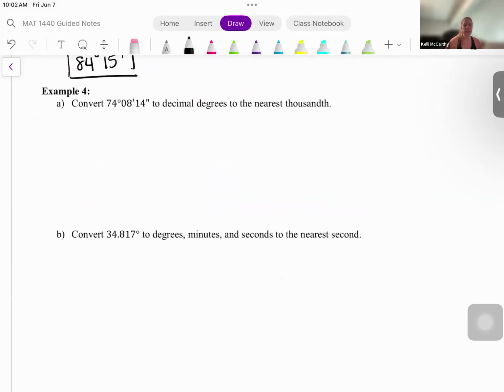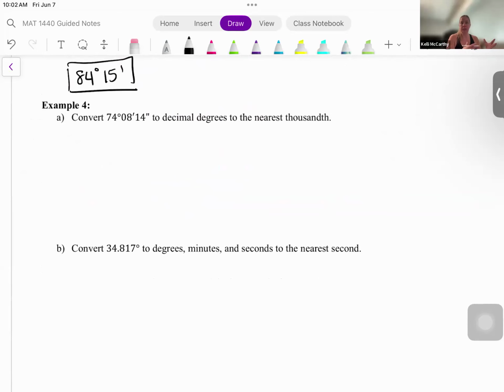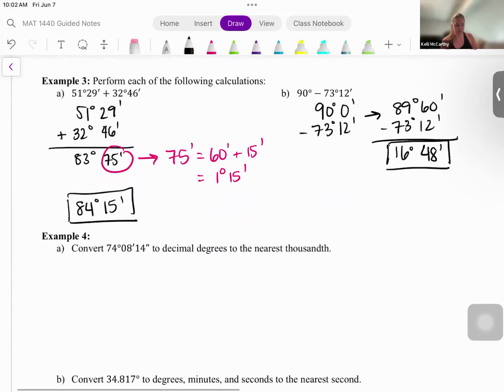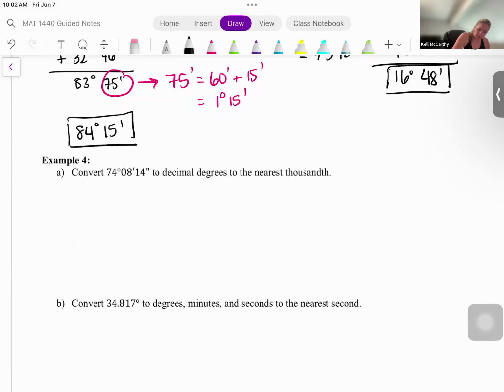Convert 74 degrees, 8 minutes, 14 seconds to decimal degrees to the nearest thousandth. So converting from degrees, minutes, seconds to degrees, we're going to be using these conversions. 74 degrees is going to remain, but that 8 minutes, 14 seconds, that's what's going to create my decimal for this degree. So the 8 minutes is going to be out of 60 because there are 60 minutes in 1 degree.